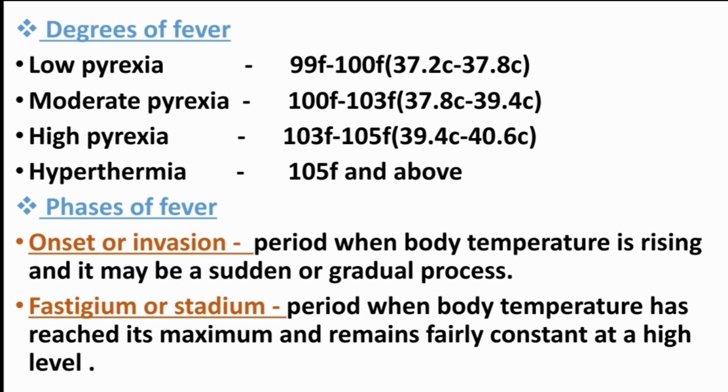Next is phases of fever. First one is onset or invasion. Period when body temperature is rising and it may be a sudden or gradual process. Next is fastigium or stadium. Period when body temperature has reached its maximum and remains fairly constant at a high level.